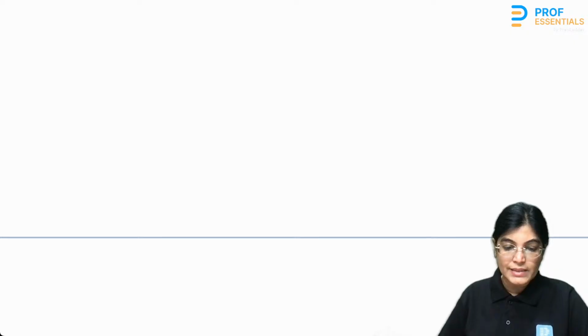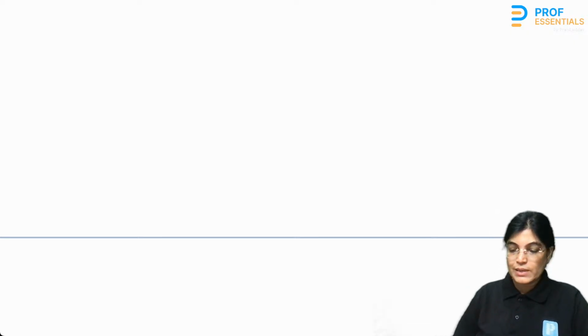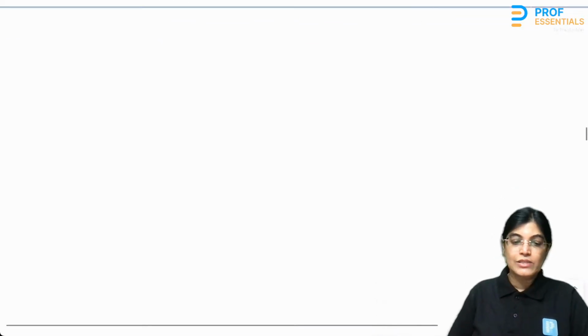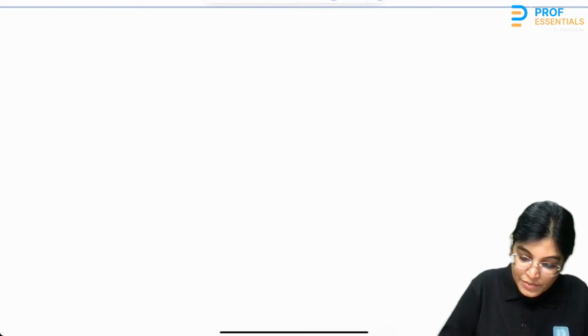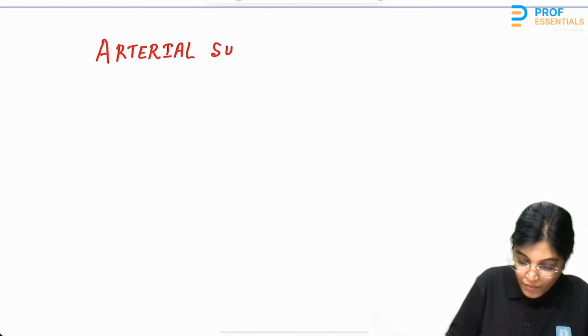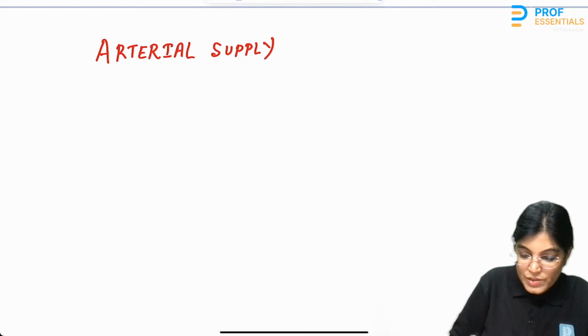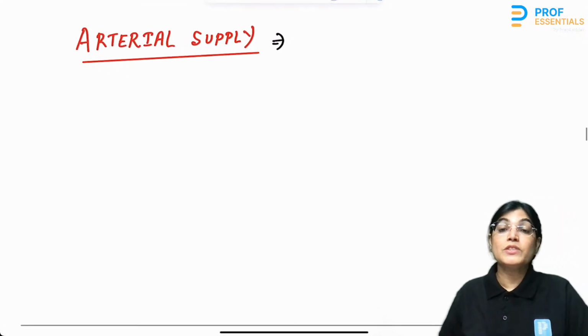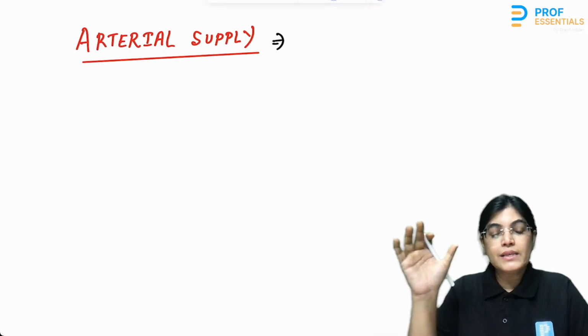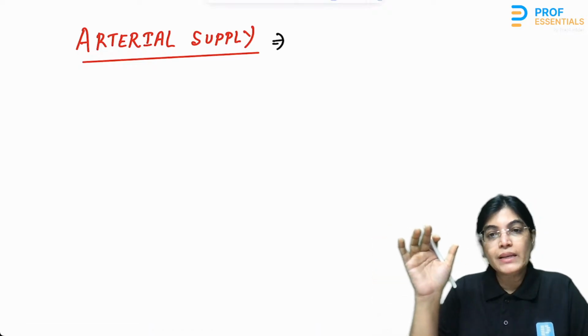So basically that is important. And also we'll talk about the stability which is increased in the shoulder joint. That is very, very important. So either we can go with the arterial supply. The important arteries which provide blood supply to the shoulder joint are mainly the following arteries.